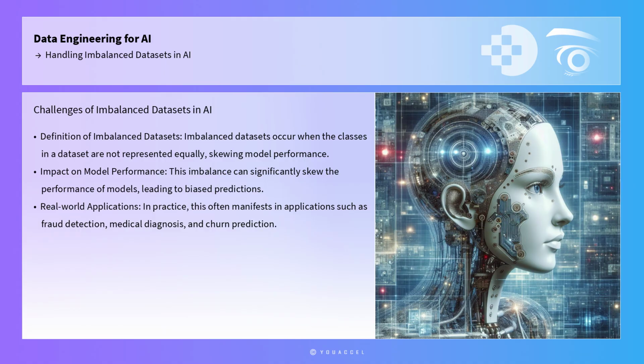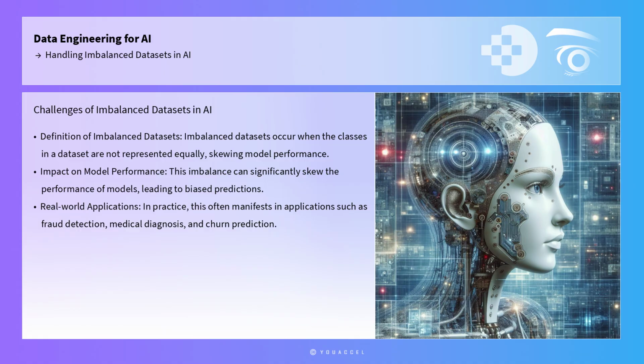Handling imbalanced datasets is a critical challenge in the realm of artificial intelligence, particularly within the field of machine learning. Imbalanced datasets occur when the classes in a dataset are not represented equally. This imbalance can significantly skew the performance of models, leading to biased predictions that do not accurately reflect real-world scenarios.